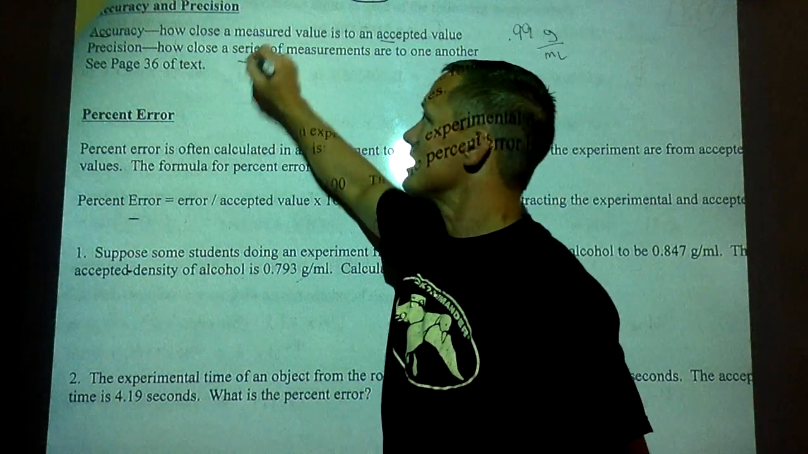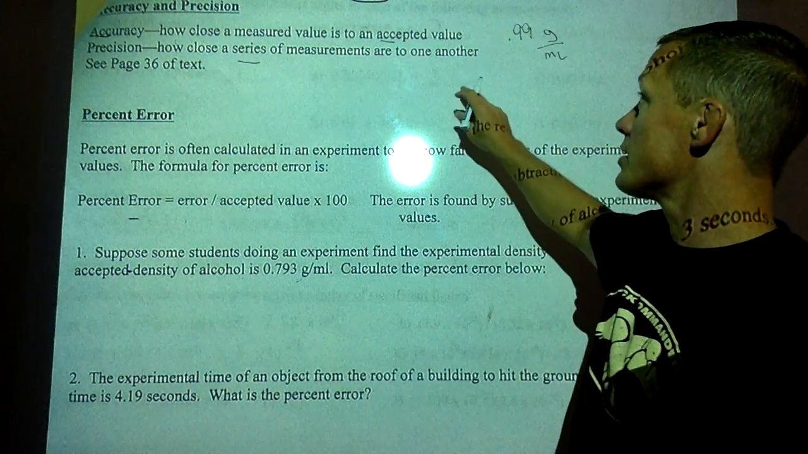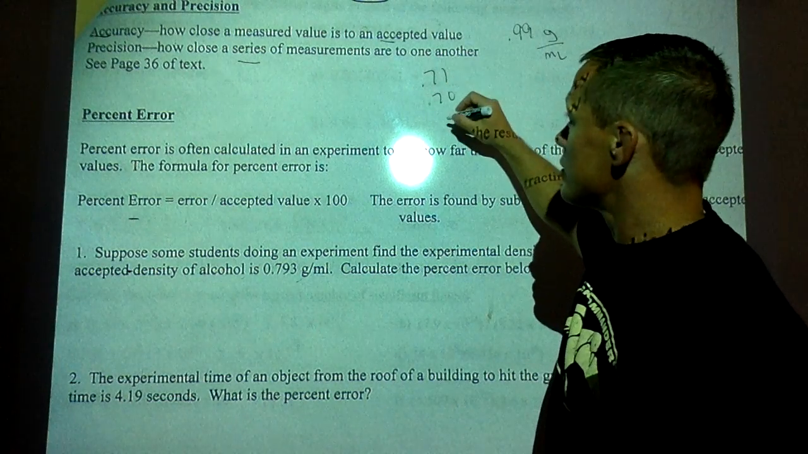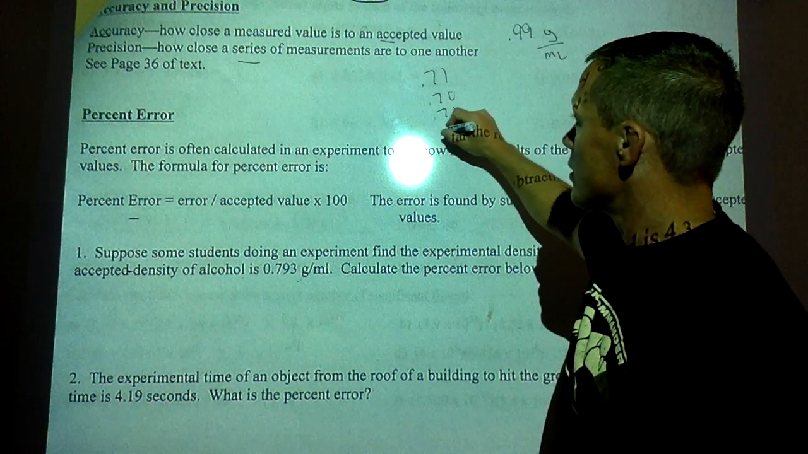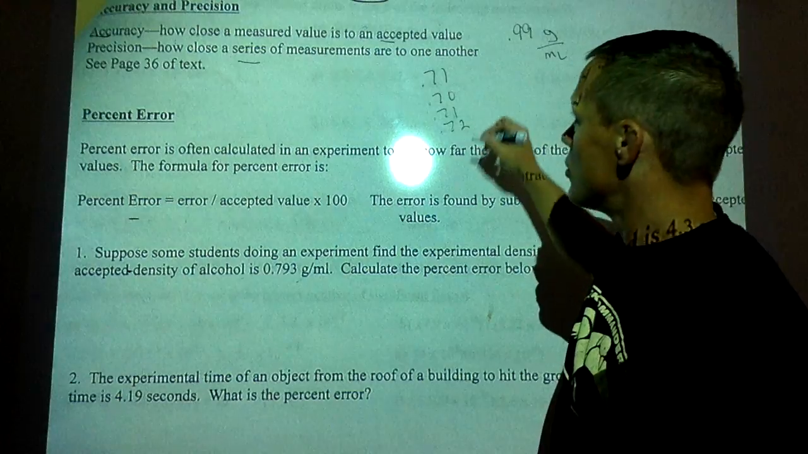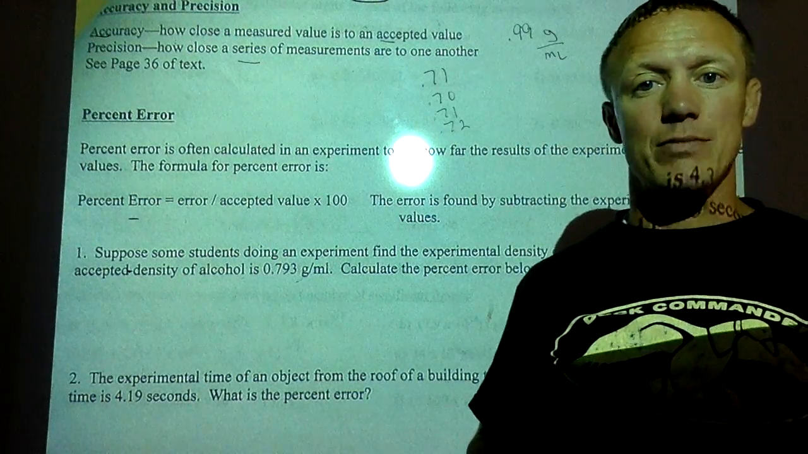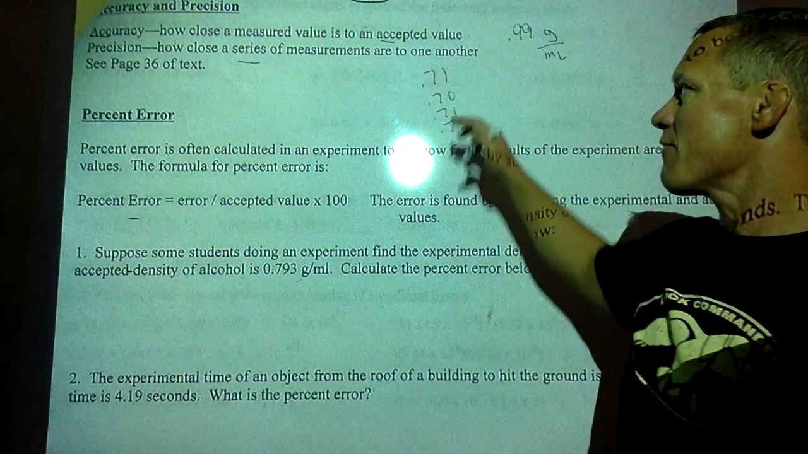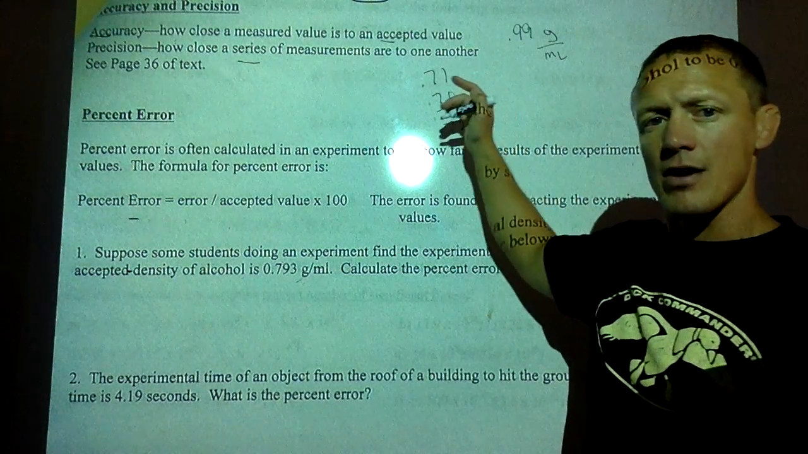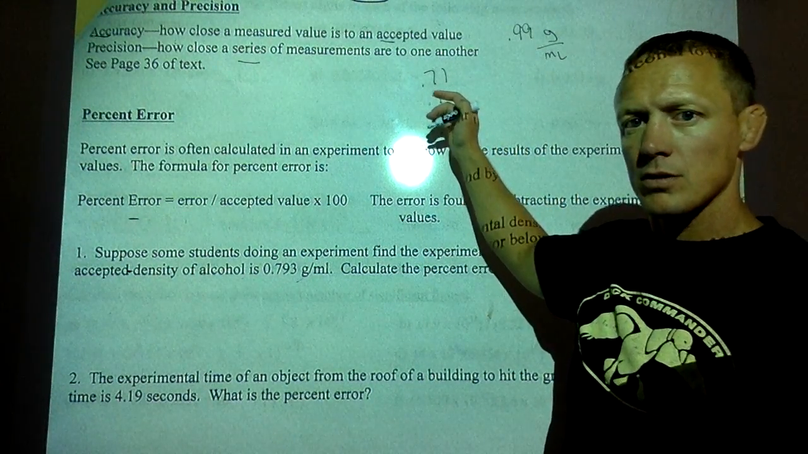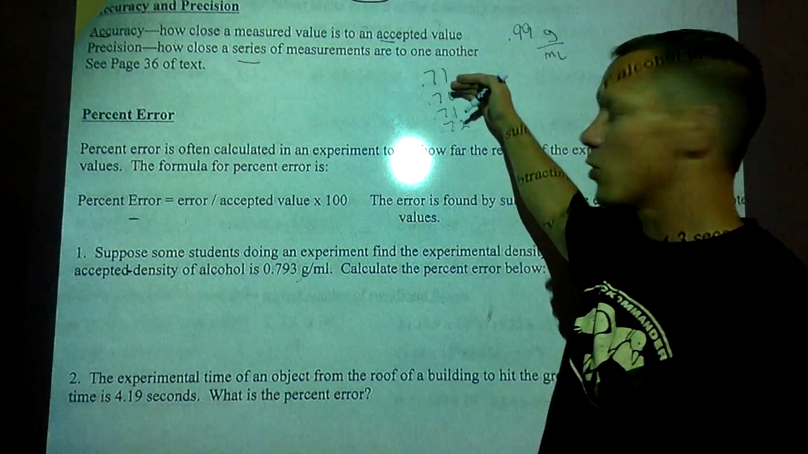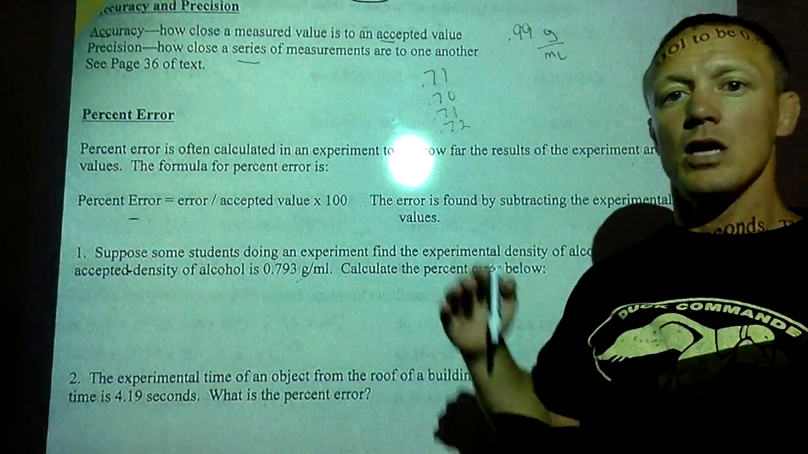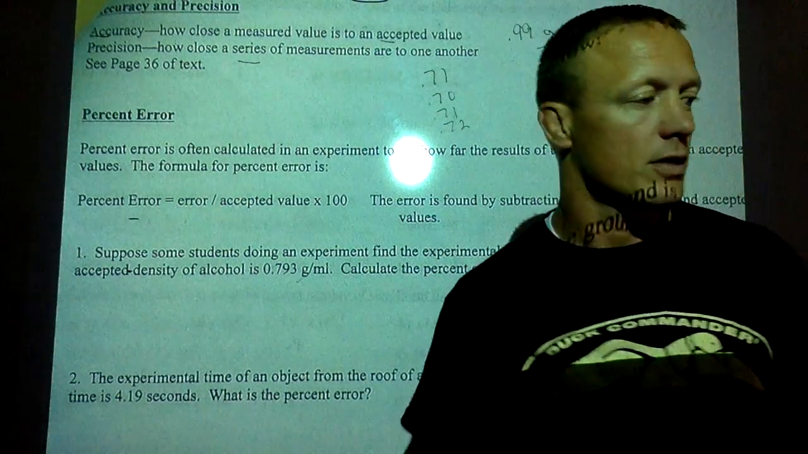Precision means if you have a series of measurements. So say you go out and you measure the density of water, and you get 0.71, 0.70, 0.71, and 0.72. Those are pretty precise measurements. In other words, you're getting the same answer over and over again. They're not very accurate, though, because they're not very close to the accepted value, which is 1. So precision means you're getting the same answer over and over again. Accuracy means you're getting close to the accepted value. If you're accurate and precise, obviously it would be the best.